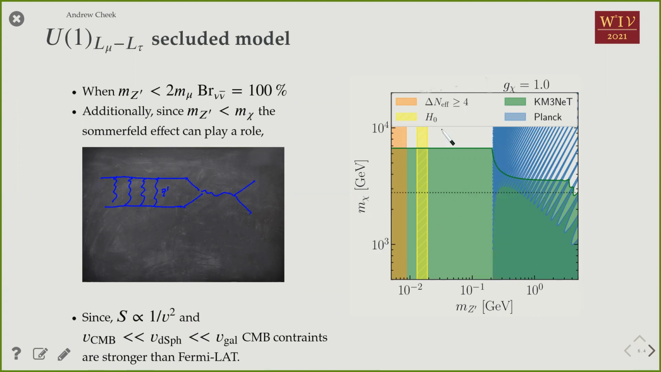Still, though, we have this really interesting region of parameter space where KM3NeT is projected to be the most sensitive, and it also overlaps with the possibility of a new light fermion relieving the Hubble tension.